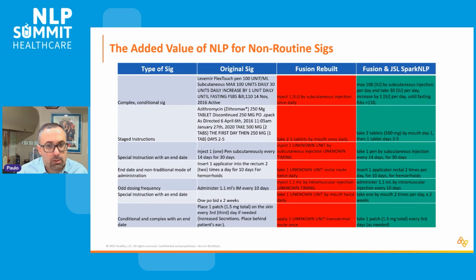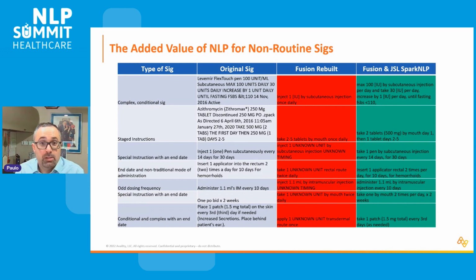You can see special instructions by subcutaneous injection every 14 days. You can see the terminology from the Fusion standpoint doesn't necessarily have the 14-day interval because it's an uncommon interval, but the combined Fusion and John Snow Labs NLP solution does. You can see that when there's odd dosing frequency, things like twice a day for 2 weeks, that tends to alter things.